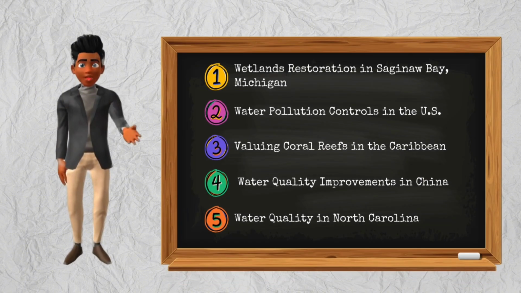These cases show how benefits transfer bridges data gaps, helping us make informed decisions about our natural resources. Whether it's wetlands, rivers, reefs, or forests, this method ensures we value our environment for future generations.